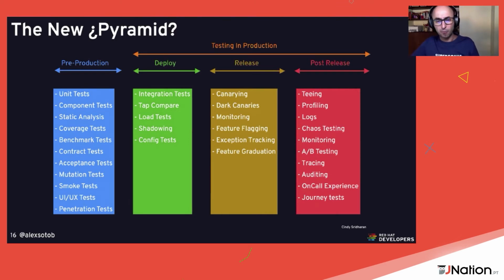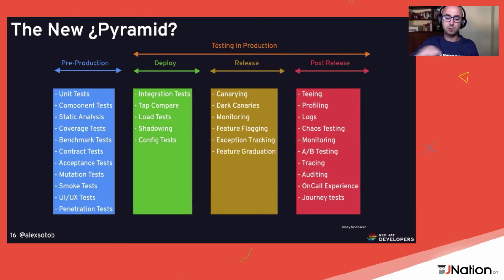But now, with testing in production and microservices, there is another column, which is the post release. These are other tests that we are running all the time. Notice that if you think about the monolith, right, and how we worked in the past, you can think that the test finishes when our product goes to production.